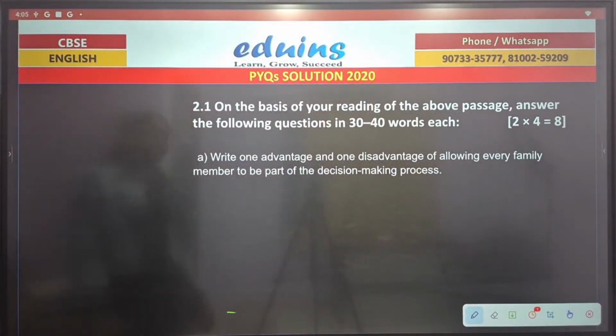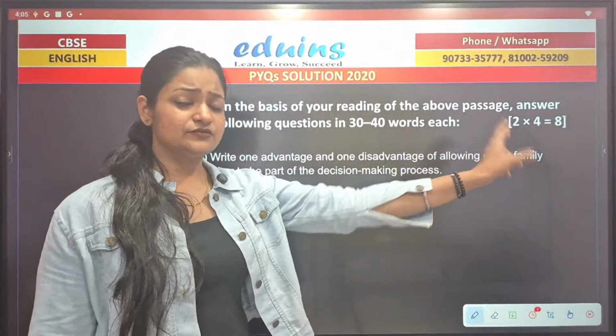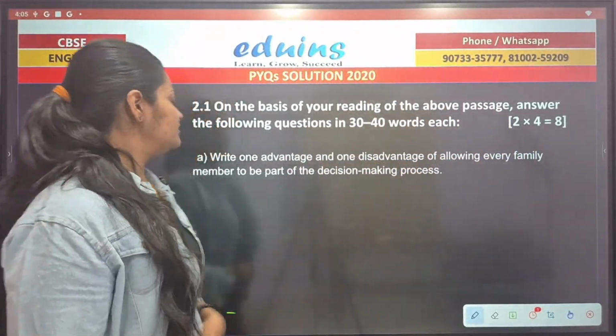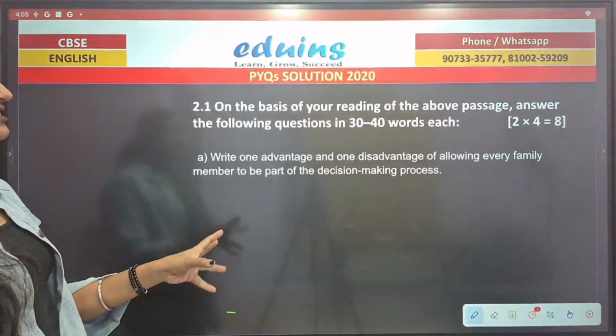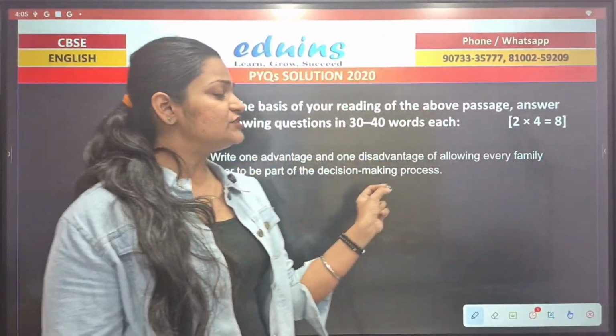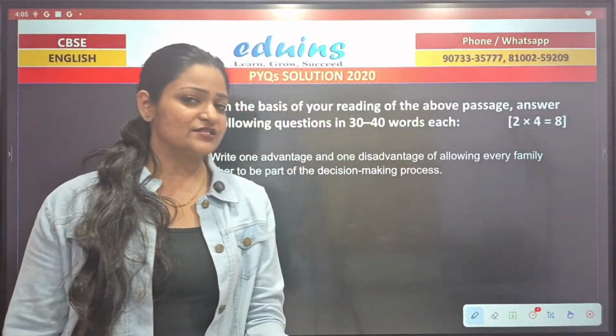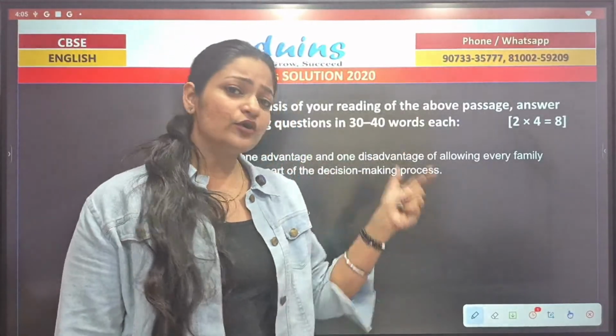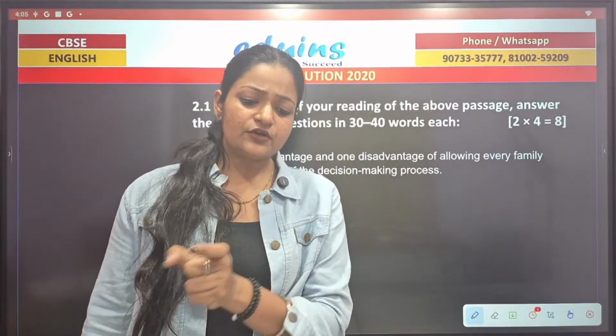Now we will move on to the question part. You will be given eight questions for your comprehension passage. The first question is: write one advantage and one disadvantage of allowing every member to be a part of the decision-making process.